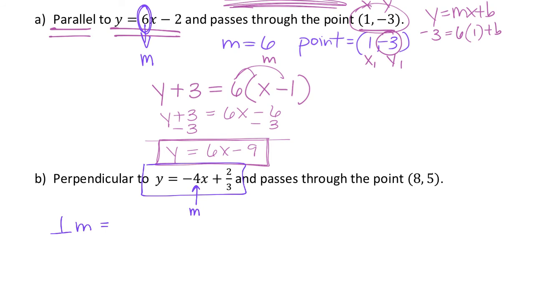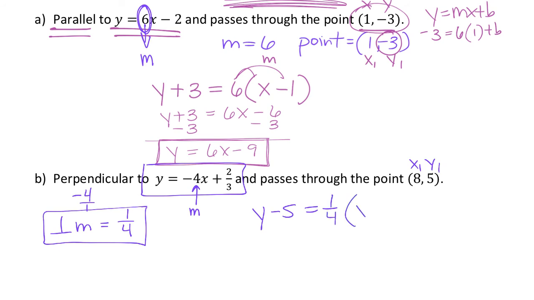Positive 1/4, right? So flip it over. It was -4. We're going to flip it over to 1/4. It was negative. We're going to make it positive. Okay, so this is going to be our new slope. And we have a point, x1, y1. So if I plug that into point slope form, is it y plus or y minus? y minus 5 equals my slope, 1/4, times x minus your x1 value, which is 8.